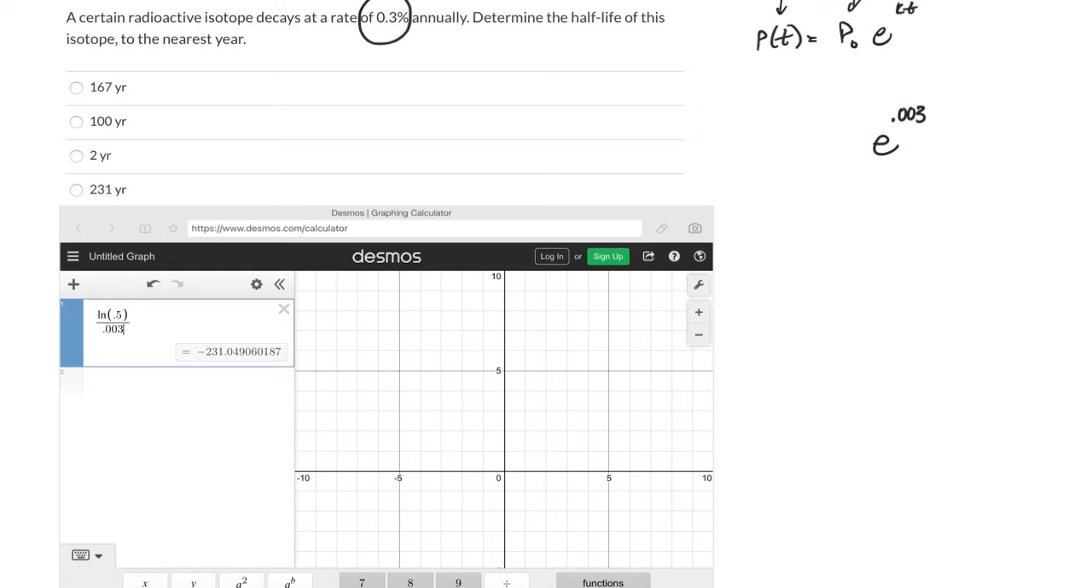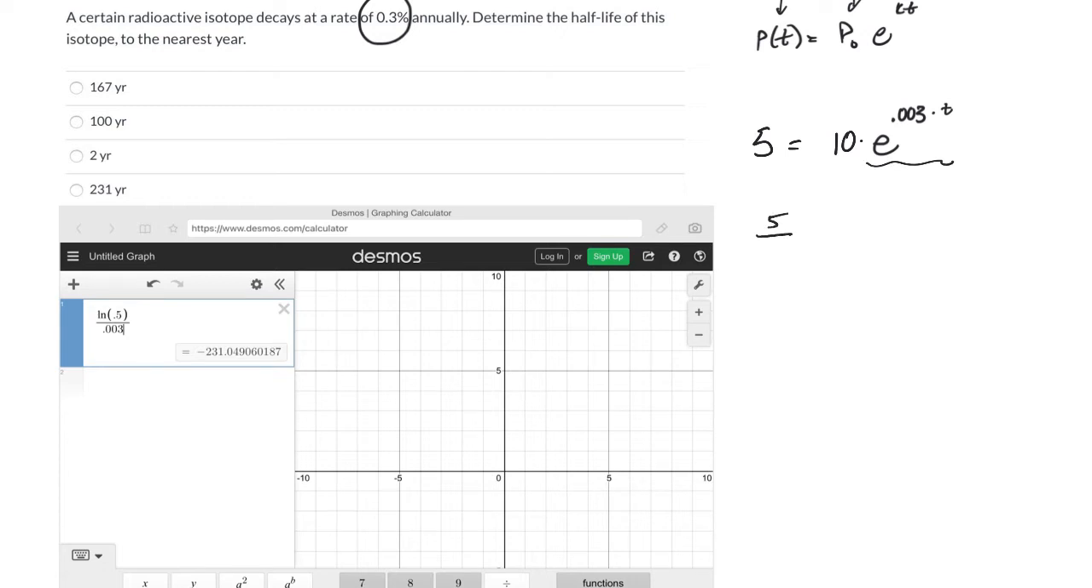And they say determine the half-life of this isotope. So what I'm looking for is time. And then they want to know half-life, so I can start with anything and end with it as long as it's half of the other. So I'm going to start with 10 and end with half of that, which is 5. So there's my formula. Now I'll solve, so I want to isolate this part, divide both sides by 10.